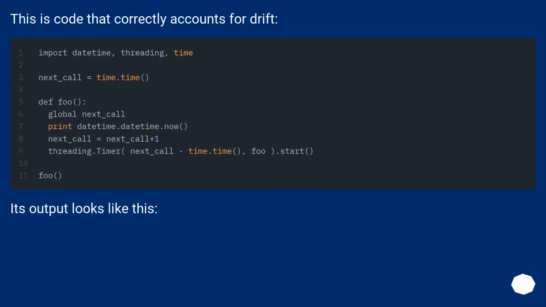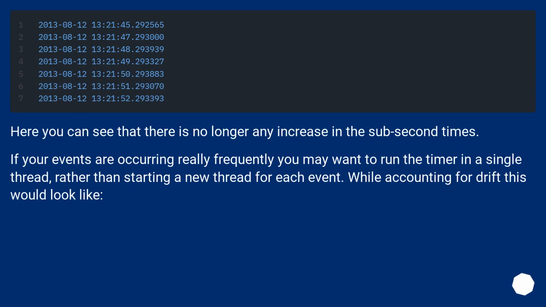This is code that correctly accounts for drift. Its output looks like this. Here you can see that there is no longer any increase in the sub-second times.